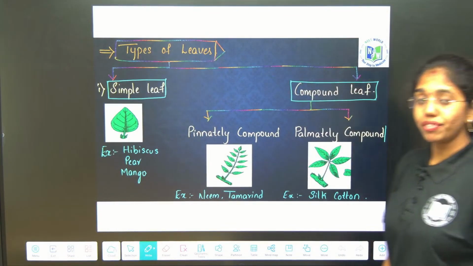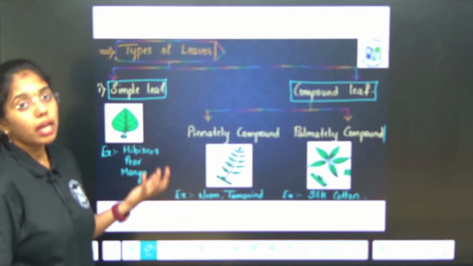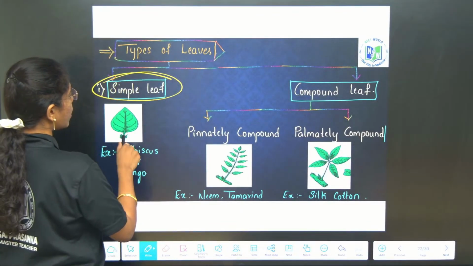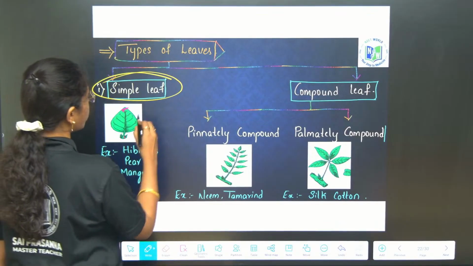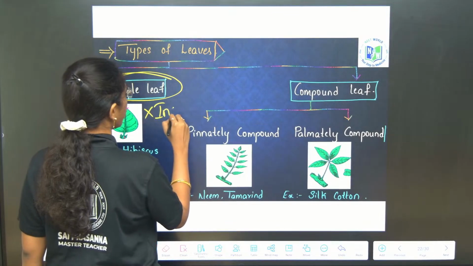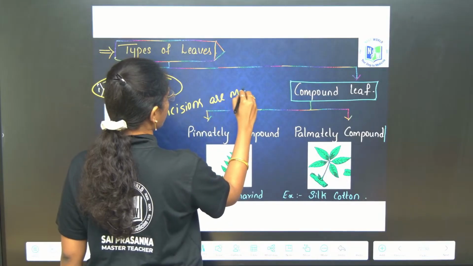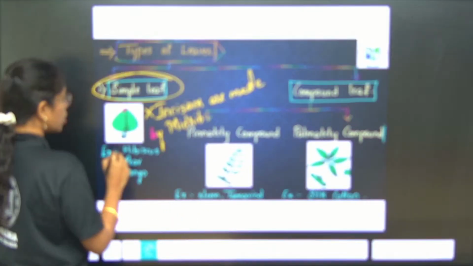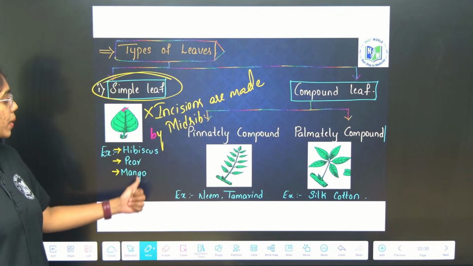Next, types of leaves, based on the incisions that are created with respect to the midrib. Simple leaf: the midrib will not touch the tip of the leaf and no incisions are made by the midrib. Examples include hibiscus, pear and mango.